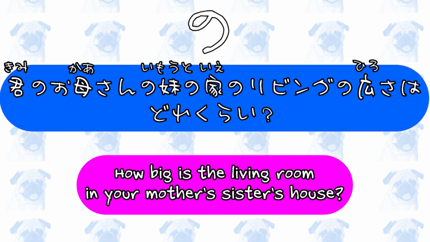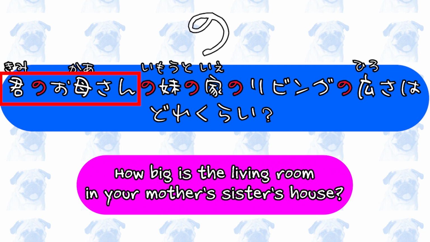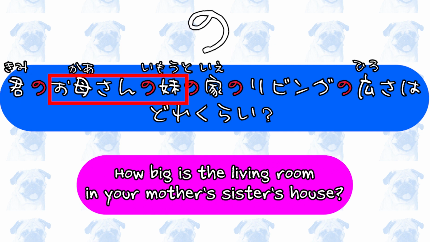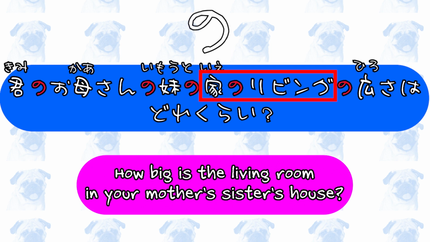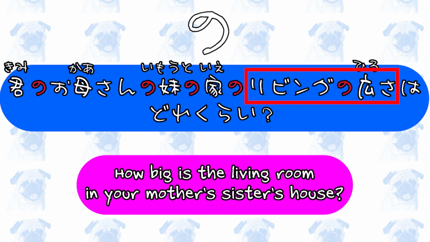The next example, 君のお母さんの妹の家のリビングの広さはどれくらい? How big is the living room in your mother's sister's house? In this sentence, no is used in succession. 君のお母さんの妹の家のリビングの広さ。君のお母さん, your mother; お母さんの妹, the mother's sister; 妹の家, the sister's house; 家のリビング, the living room of the house; リビングの広さ, the size of the living room.